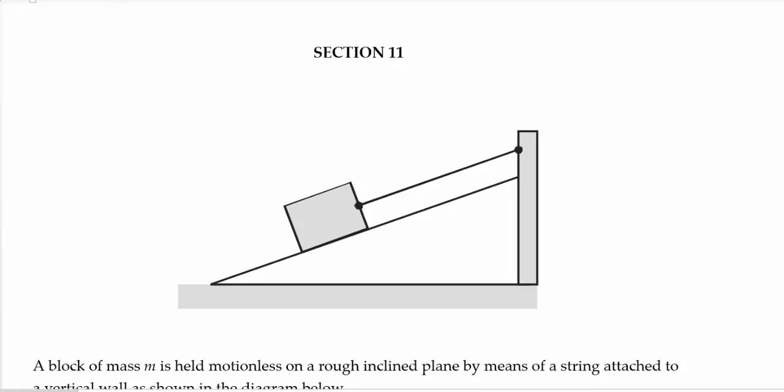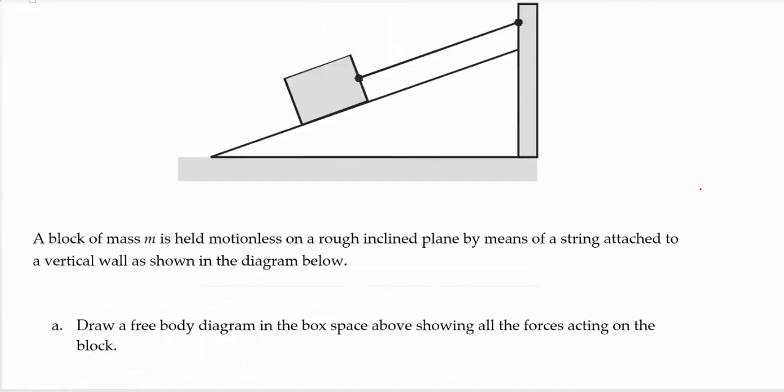The first question is quite interesting. A block of mass M is held motionless on a rough inclined plane by means of a string attached to a vertical wall as shown in the diagram. You know that the very first question that they will always ask you is for you to draw a free body diagram. Now, for you to draw a free body diagram, you need to look at the object, which is the block, and ask yourself, what is it interacting with? In this case, it's interacting with the string, with the inclined surface, as well as with the earth.